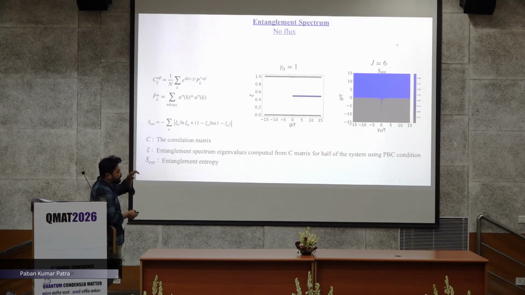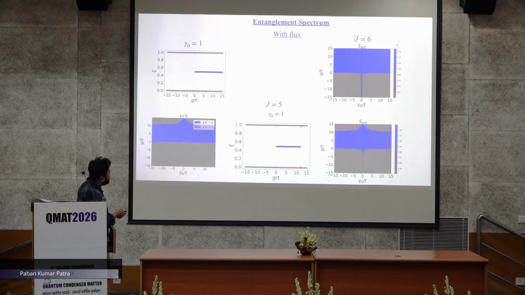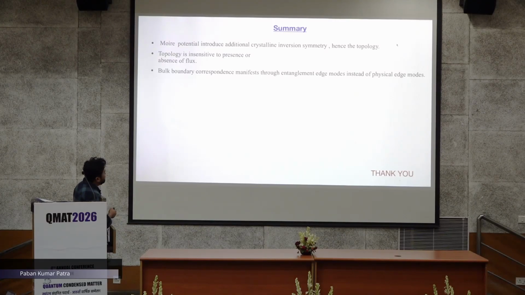And this is the same for with-flux cases also. That means the Moiré potential can introduce topology through Moiré inversion symmetry, and this topology is insensitive to the presence or absence of flux, as I have shown you. And the main thing is that the bulk-boundary correspondence doesn't manifest through physical edge modes, rather it manifests through entanglement edge modes. So with that, I'd like to conclude my talk, and thank you.